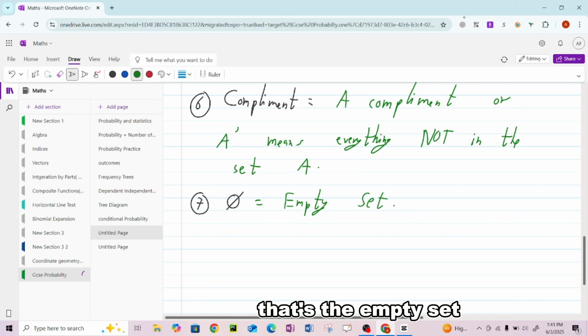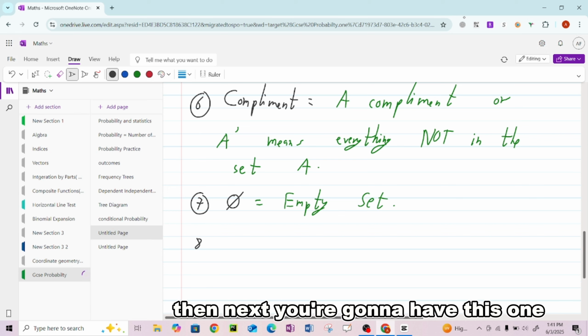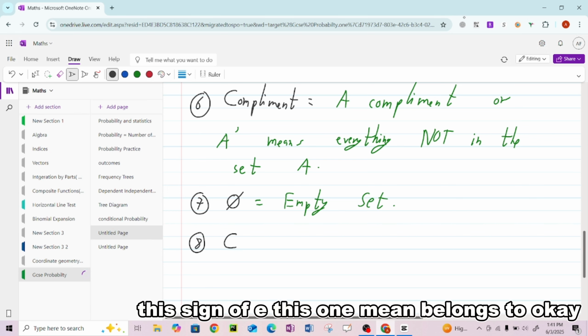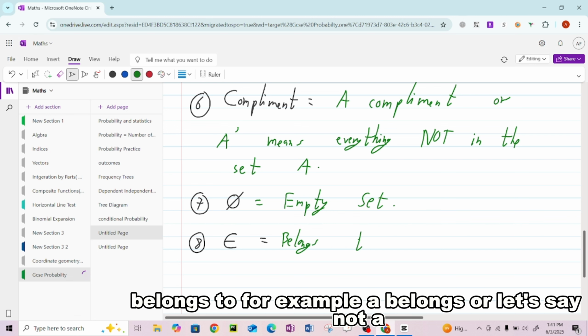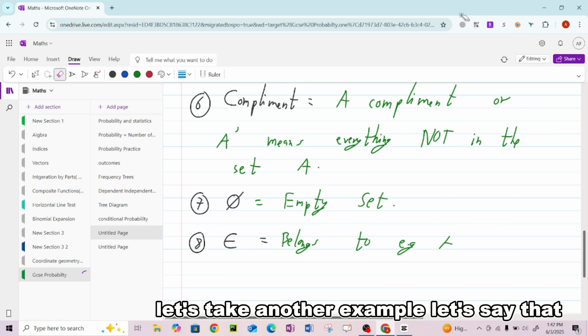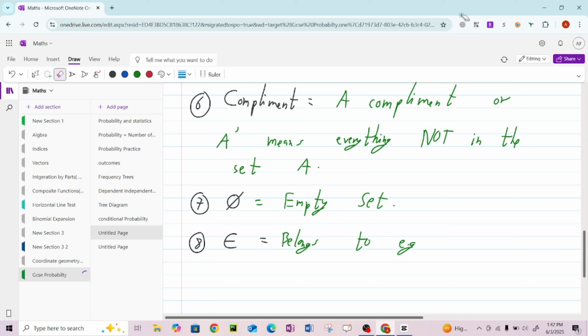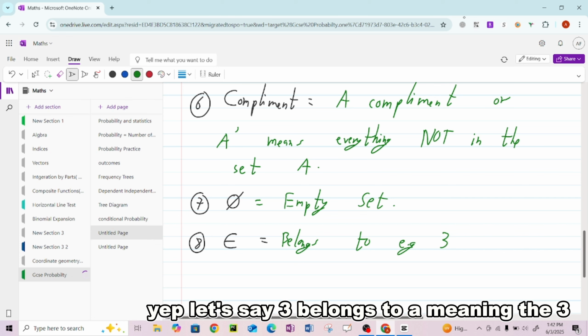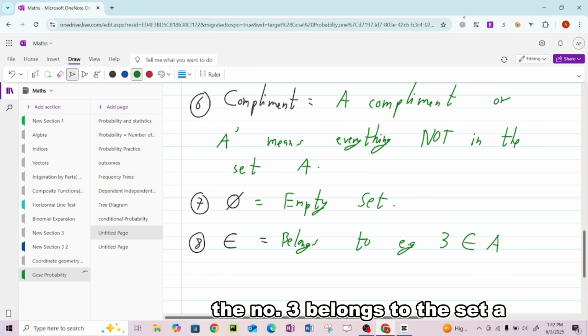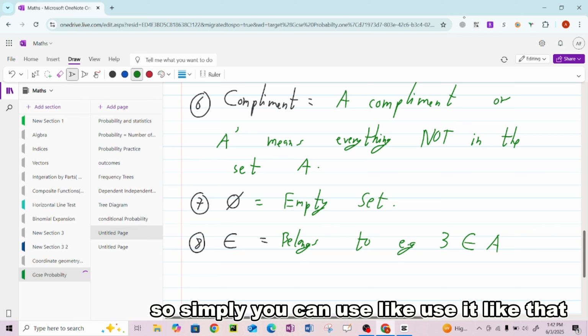Okay, that's the empty set. Then next you're going to have this sign, an E. This would mean "belongs to." Okay, belongs to. For example, let's say 3 belongs to A, meaning the number 3 belongs to the set A. So simply you can use it like that.